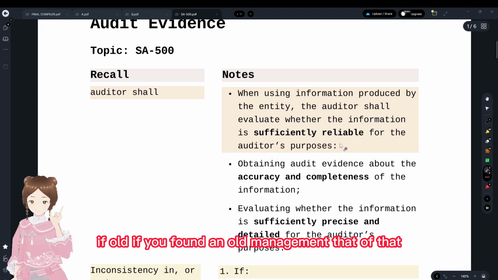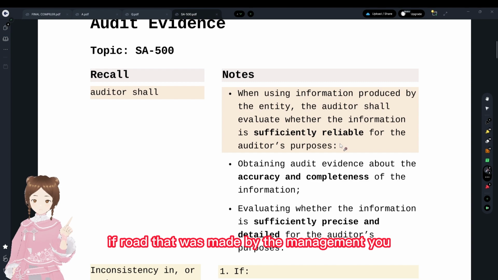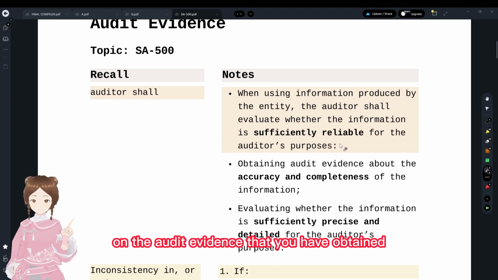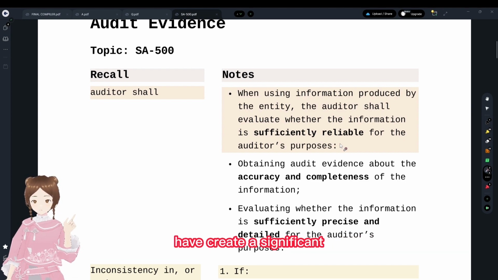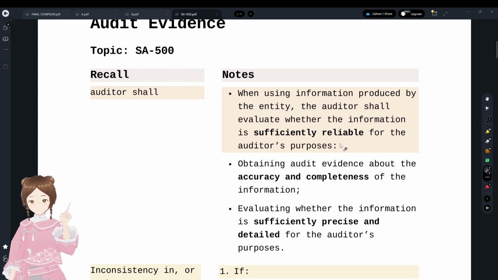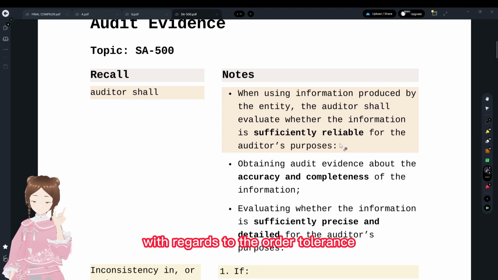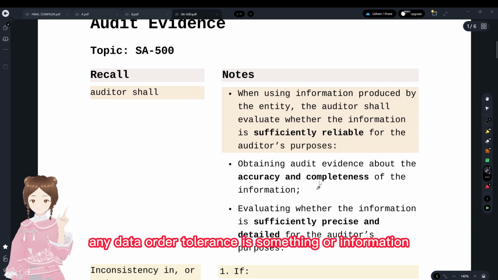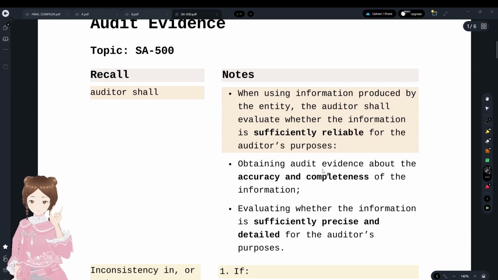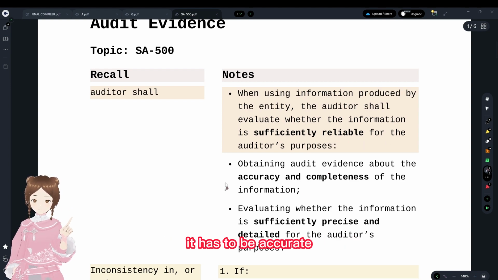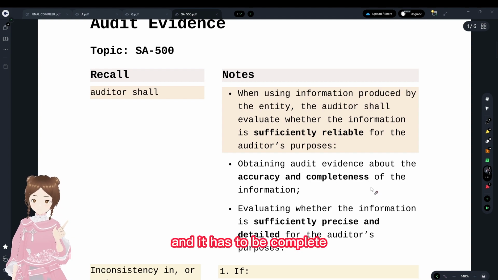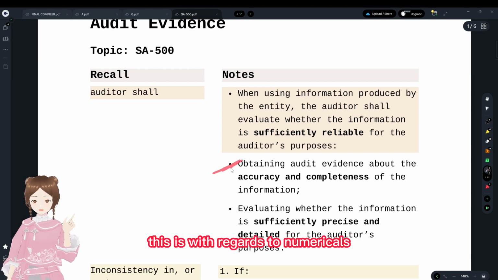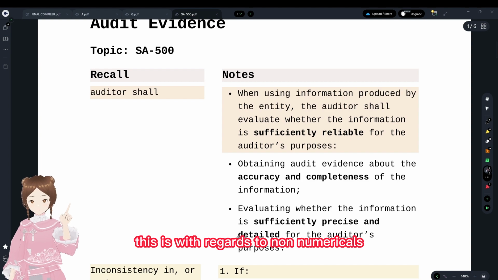If you found that there was a fraud made by the management, the reliability of the audit evidence you have obtained, or the written representations you have obtained, would create a significant unreliability with regards to the audit evidence. It should not be that. The audit evidence has to be reliable. Audit evidence is information or data. Information has to be what? Reliable, accurate, complete, and sufficiently precise and detailed. This is with regards to numericals, and this is with regards to non-numericals.